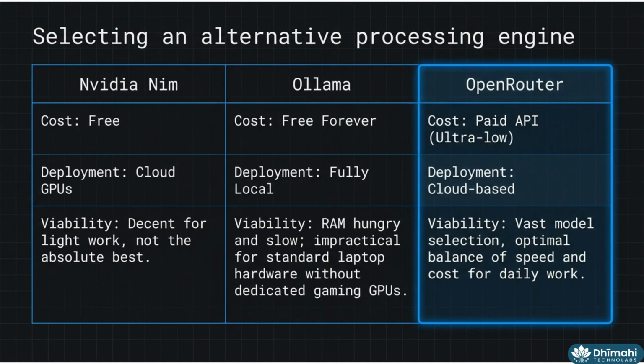We considered alternative processing engines like NVIDIA NIM and Ollama. We selected OpenRouter because it offers a vast model selection and an optimal balance of speed and ultra-low cost for daily work, despite being cloud-based.